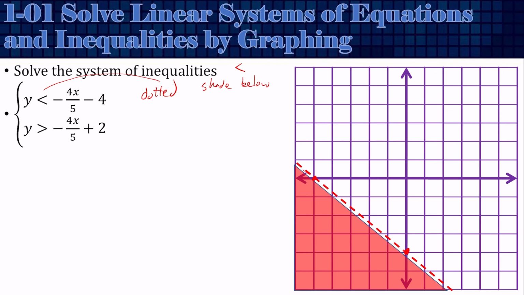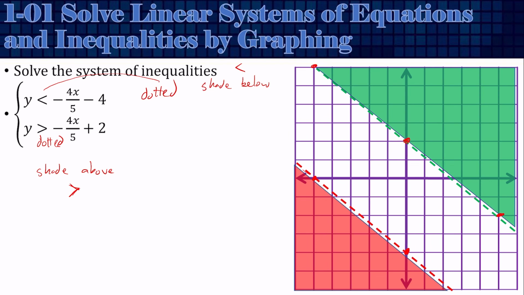The other one, we're going to start at 2, go down 4 over 5, or maybe I could go up 4 and backwards 5. It's dotted because it's not equal to. And we're going to shade above because it's greater than, y is greater than. Remember, that only works though if it's y, if it's solved for y. So there we go. So where does it overlap? It does not overlap. Therefore, it is no solution.